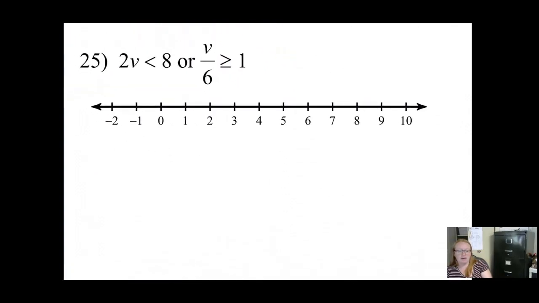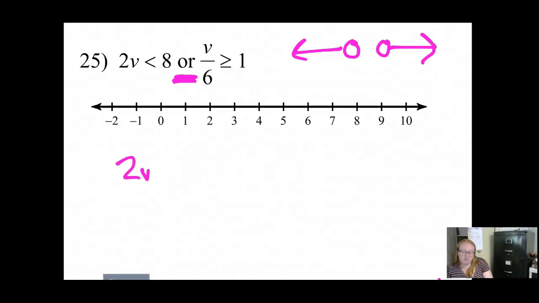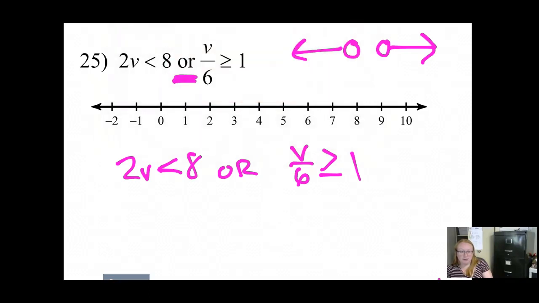I'm going to do number 25. This is an OR problem. This gives me a hint that my graph is going to look like rowboat oars. Okay, so I'm going to rewrite my problem. In order to get my v by itself on this problem, I'm going to divide by 2, because right now it's multiplying. I get v is less than 4.